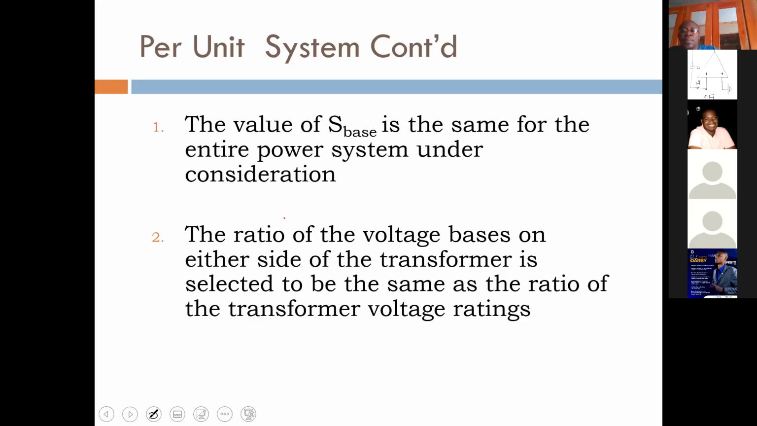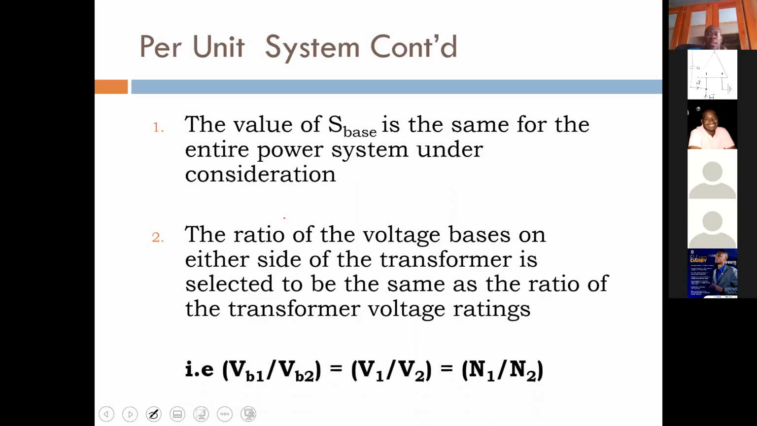All right. What do we mean by this? First, SBS is the same, and then we are saying that the ratio of the base voltages must be equal to the turns ratio of the transformer. Simply put, VBS1 over VBS2 must be equal to V1 over V2, which would be equal to the turns ratio.